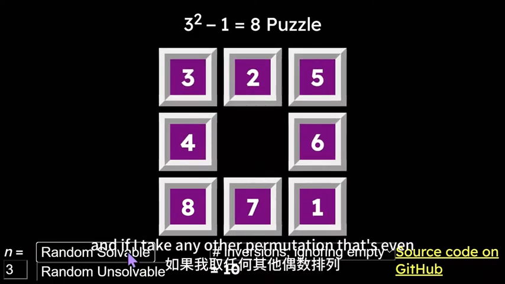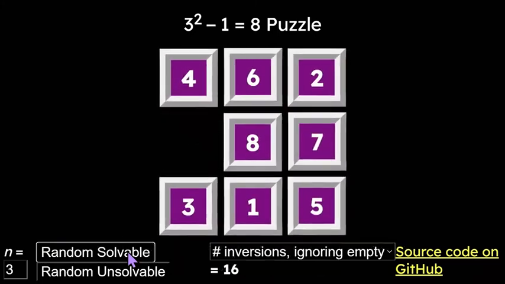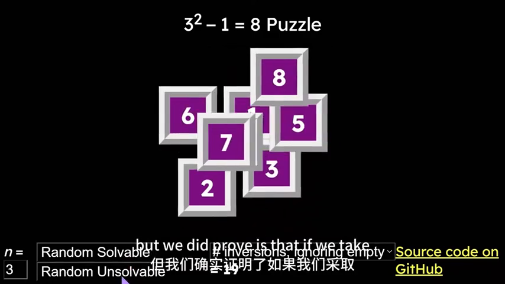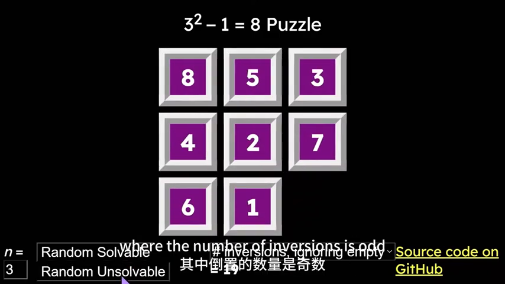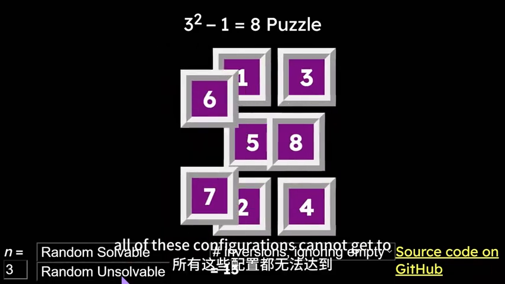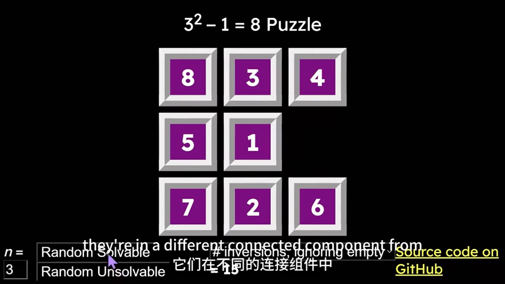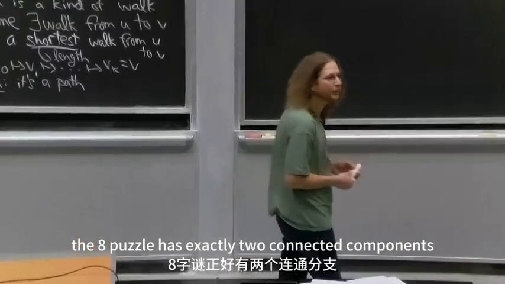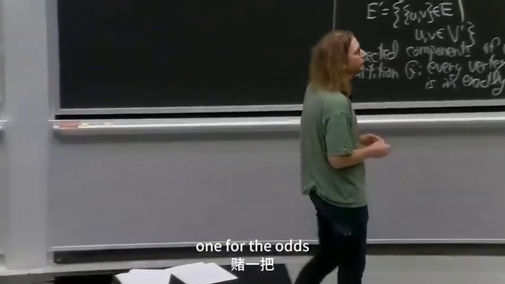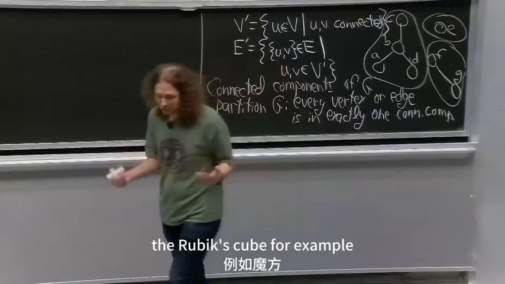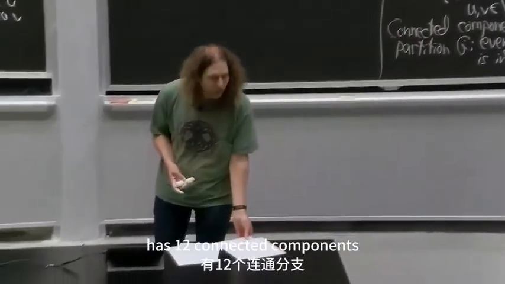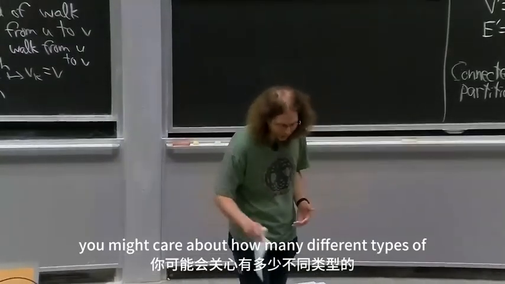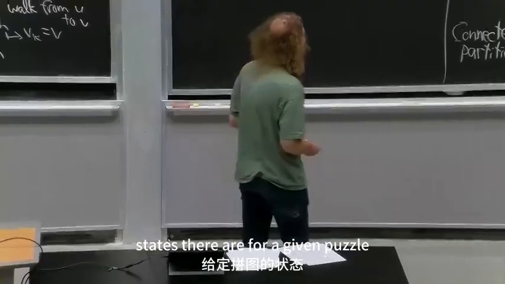If I take any other permutation that's even, it turns out it's possible to get there. We didn't prove that. What we did prove is that if we take a different configuration where the number of inversions is odd, all of these configurations cannot get to, they're in a different connected component from this one. And so it turns out the 8 puzzle has exactly 2 connected components, one for the even permutations, one for the odds. The Rubik's Cube, for example, depending on how you define it, has 12 connected components. In general, you might care about how many different types of states there are for a given puzzle.